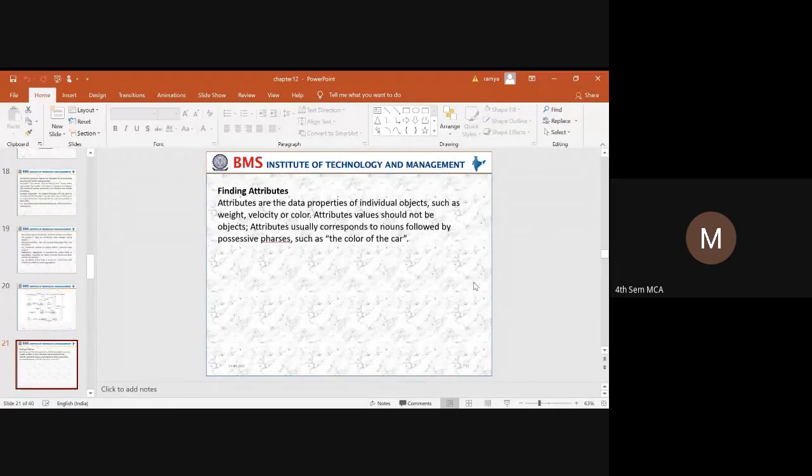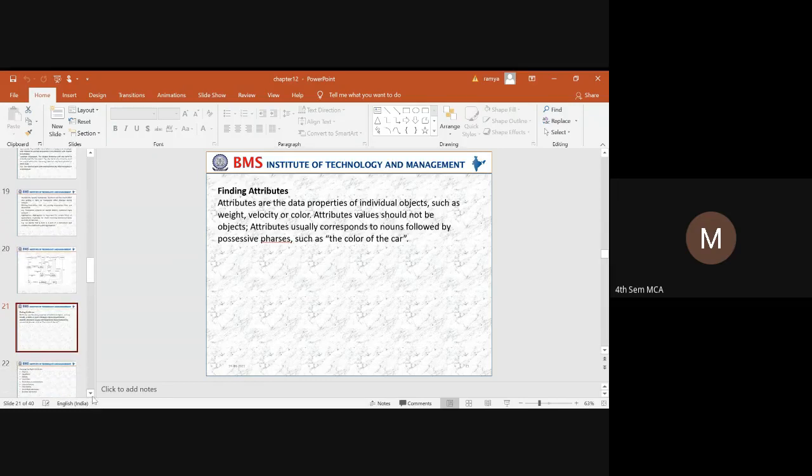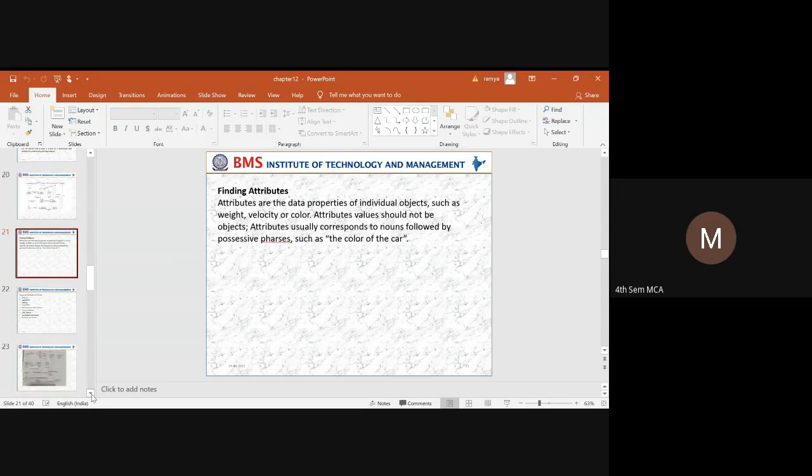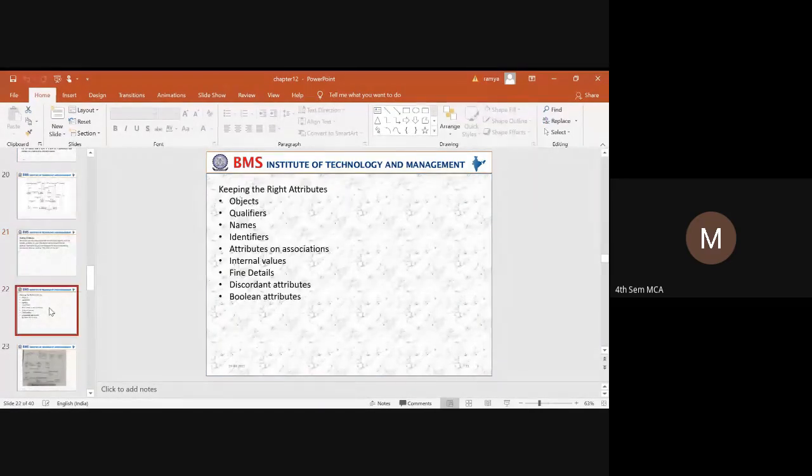Say for example, if you are taking a car as a class, what could be the attributes of a car? What are the properties of that particular class? The car can have a color, right? The car has a model, year of manufacturing. So all these things are phrases which describe a car. Similarly, when we have declared our classes, we need to identify what are the relevant attributes that have to be added to that particular class. So how do we do that?